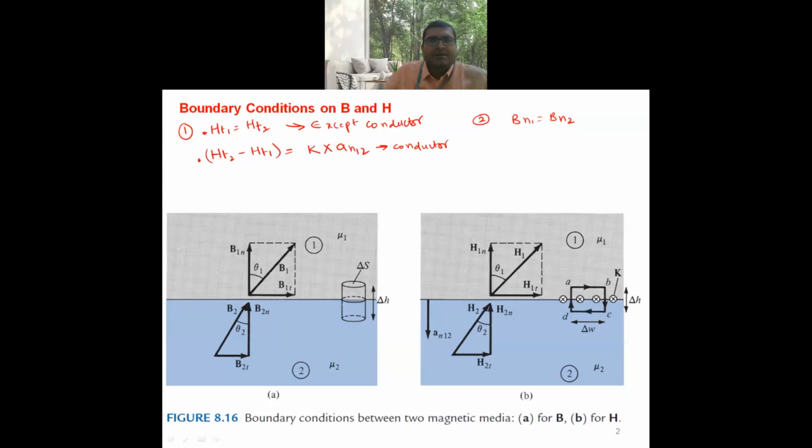in medium 2. Here K is the current sheet, units are ampere per meter. It is the current per unit length. It is the current deliberately placed at the boundary, and AN12 is the unit vector normal to the boundary directed from medium 1 to medium 2. Here it is medium 1 and medium 2. It is normal to the boundary directed from medium 1 to medium 2.